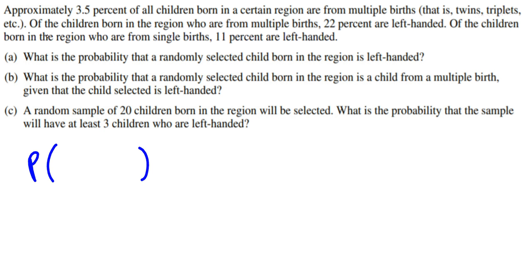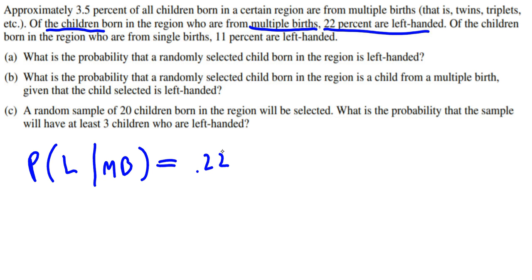So if we look at this, it says of the children from multiple births. So that's the subset of the population we're looking at. So when you think about a conditional probability, it means that that's sort of like your restriction. We're only looking at people who came from multiple births. We're saying 22% are left-handed. So the probability that someone is left-handed, given they're from a multiple birth, is 0.22.